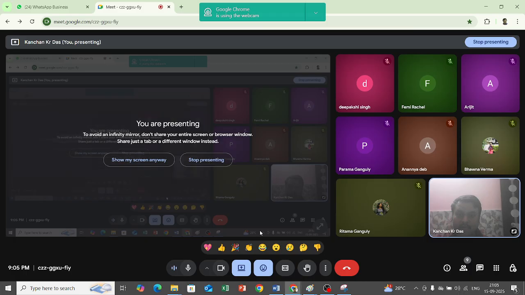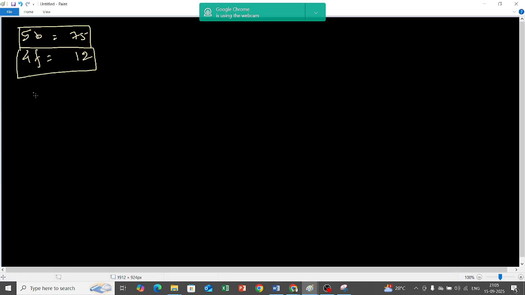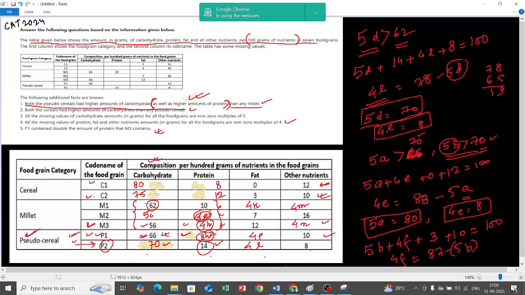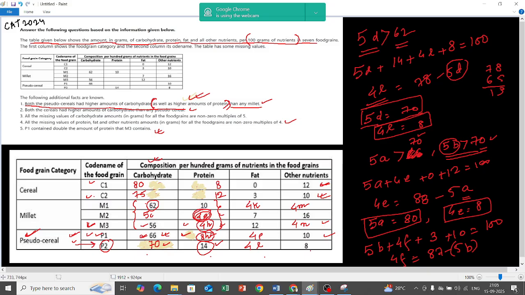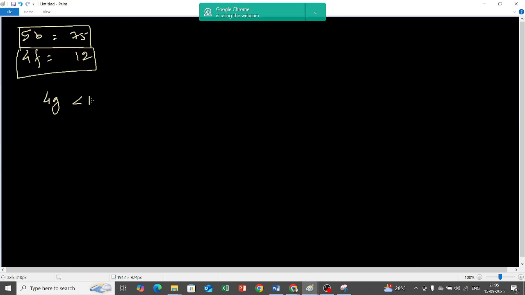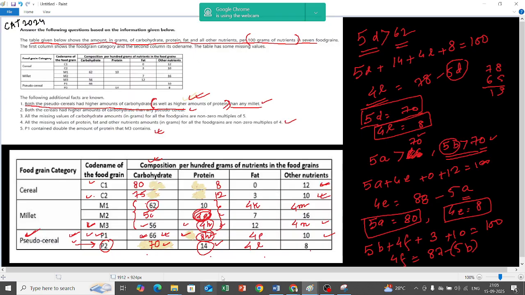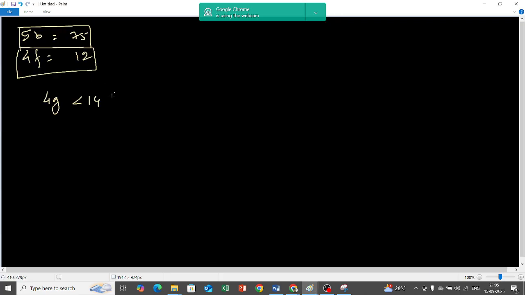So I can write down that 4G, this 4G that I am talking about, is less than 14, yes or no? Because 8H and 14 is the amount of protein present in pseudo cereal. I don't know what is 8H. In the millets I have 10, 4G and 4H. So each one of them should be less than 8H and 14. 10 is already lesser than 14, we can see. 4G has to be less than 14. So that we have put.